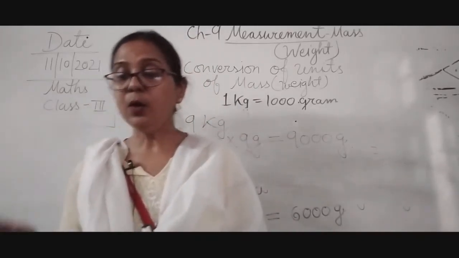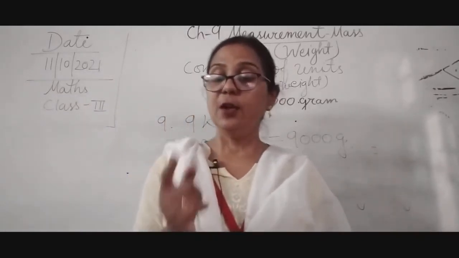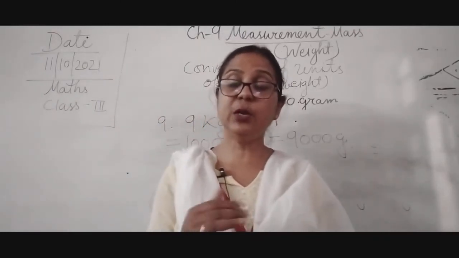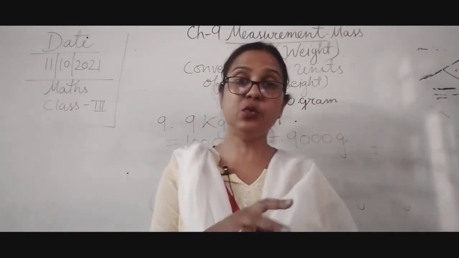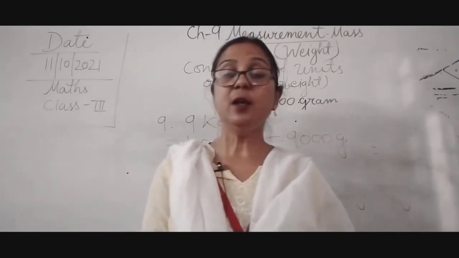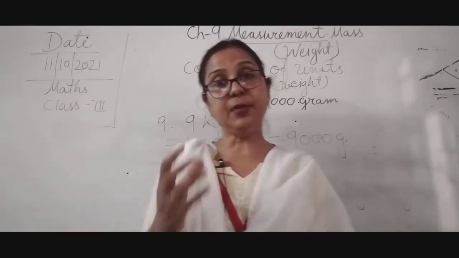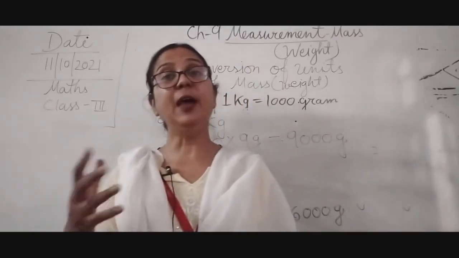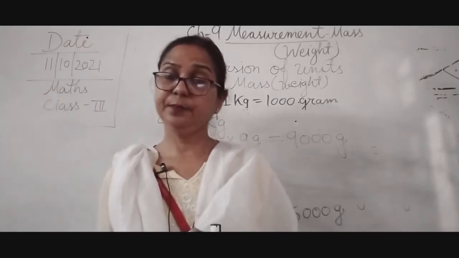Okay. Now again 12 number is 5 kg and 35 grams. So how can we do? Again we will convert it into grams. After that we will get 5000. After 5000 we will add 35 grams. So it will become 5035 grams.